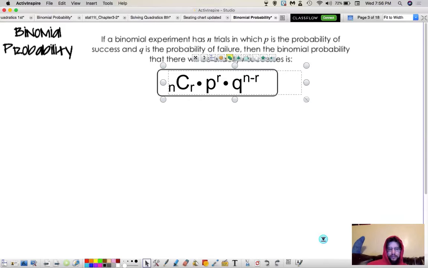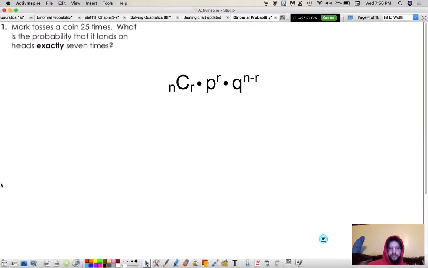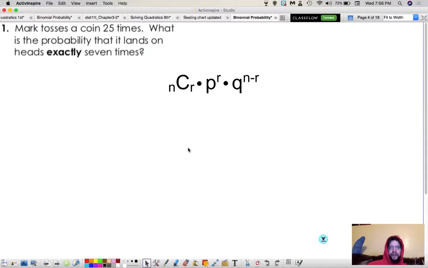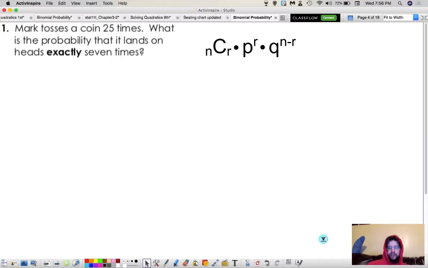Let's see how this works. Mark tosses a coin 25 times. What is the probability that it lands on heads exactly 7 times? First and foremost, write down what N, P, R, and Q are.